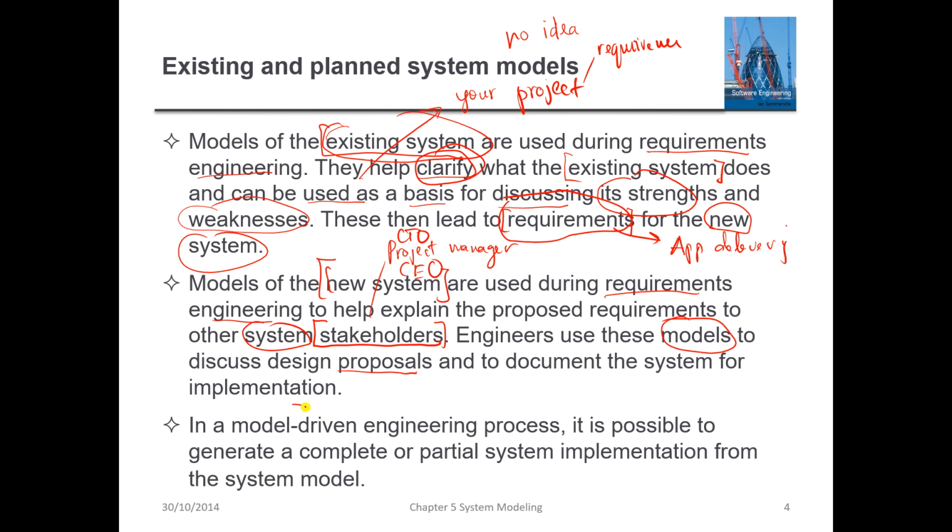In the model-driven engineering process, it is possible to generate a complete or partial system implementation from the system model, such as when you have the class diagram. For example, there is a user, with public name and public age. From this user diagram, you can implement code easily.